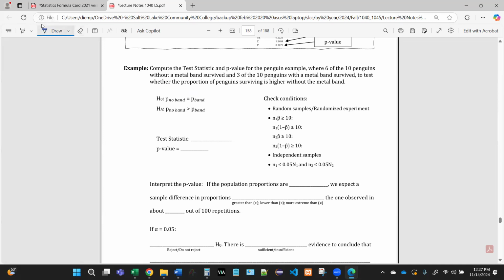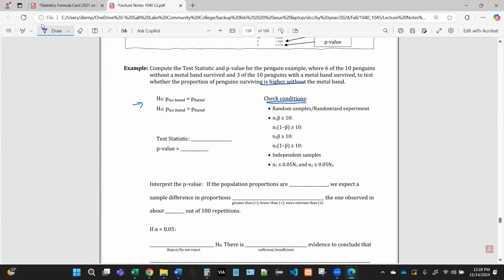So does that make sense? And why are we doing a one-tailed test here instead of a two-tailed? Two-tailed is kind of our default. Well, I just don't think you could come up with a possibility where the metal band group would do better than the no metal band group, right? So there is a really good reason to only do a one-tailed test here instead of two-tailed, because I can't imagine any case where penguins with metal bands are going to have a higher survival rate than no metal band. Okay. All right. So we write out the hypotheses, and then we check our conditions.